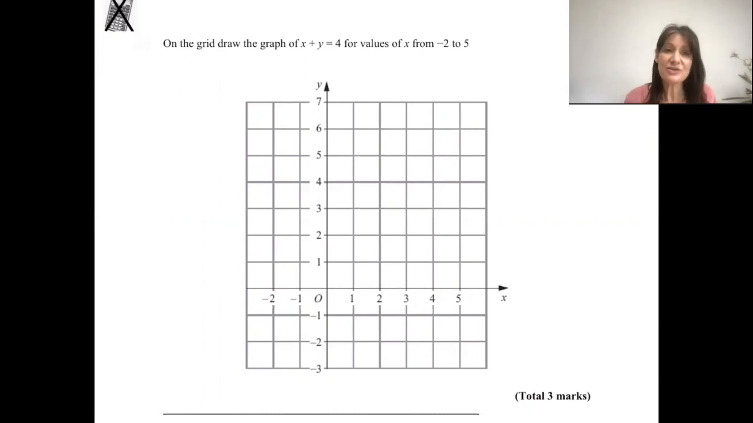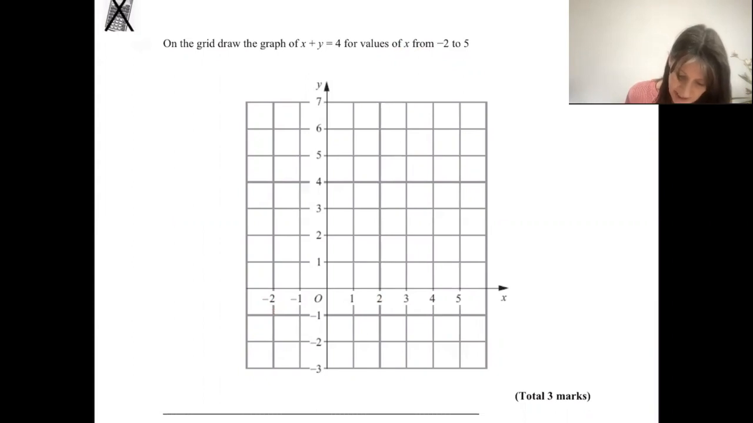Okay, so we're being asked to draw the graph of x plus y equals 4, and we've got to do it for a range of x values between -2 and 5. So the first thing to spot here is that our x values, -2 to 5, are the values that we have here on our x-axis. That always ties up. So if you've never noticed that before, that's quite a good thing to spot.